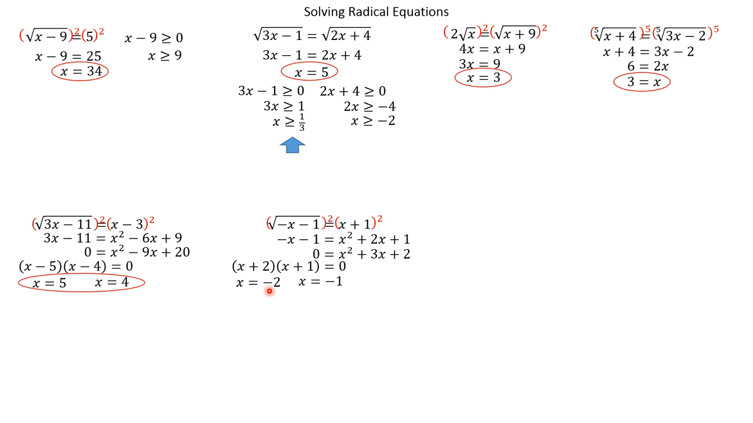If we plug this in, negative 2 is just 2, so we have square root of 2 minus 1, and then negative 2 plus 1. 2 minus 1 is 1. Negative 2 plus 1 is negative 1. So we get the square root of 1 equals negative 1. But the square root of 1 doesn't equal negative 1, so that does not work.